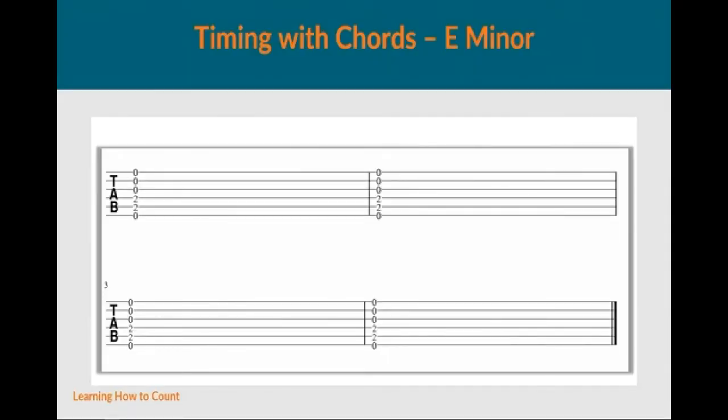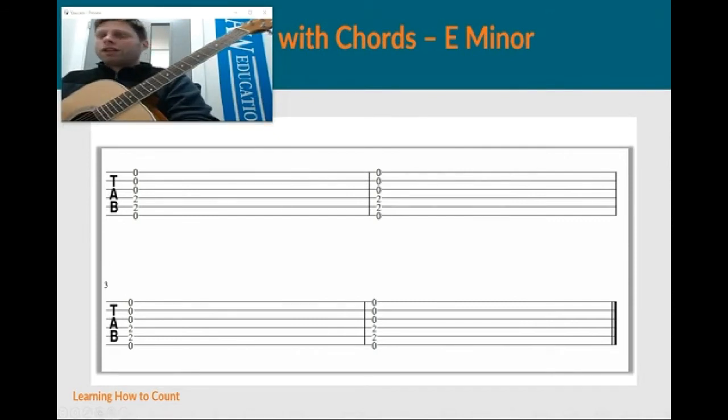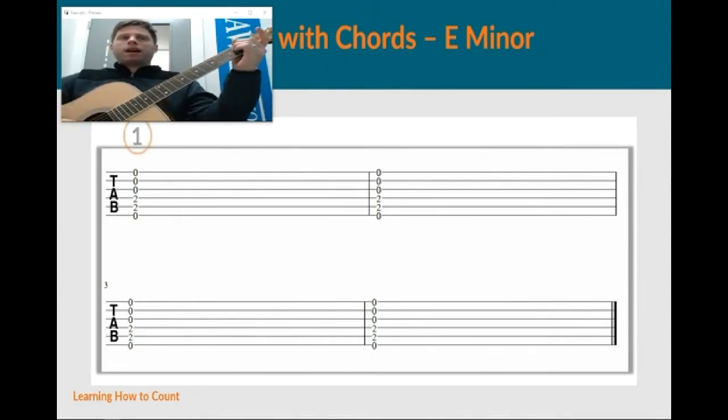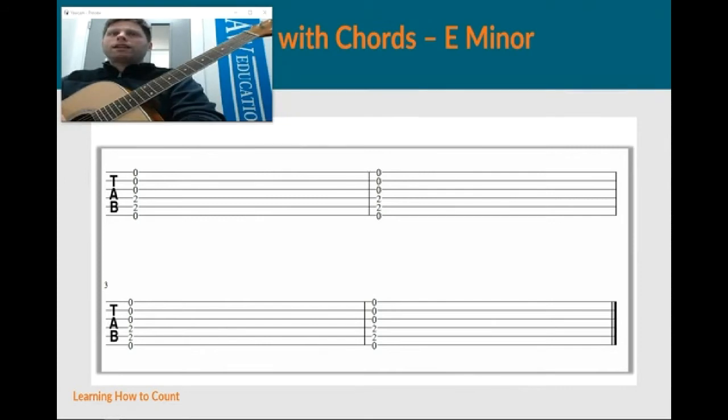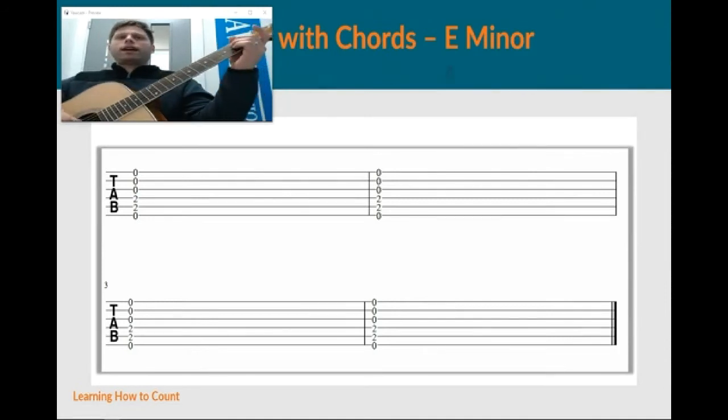Alright, so here we are. Let's do this timing with the E minor chord a couple times, and then we'll learn a few more bits of timing as well. So here we go. 1, 2, ready, and E minor, 1, 2, 3, 4, a down strum, 2, 3, 4, and another down strum, 3, 4. Okay, so that's the E minor chord. Now, let's do that one more time. 1, 2, ready, and 1, 2, 3, and 4, down, 2, 3, and 4, down, 2, 3, and 4, down.